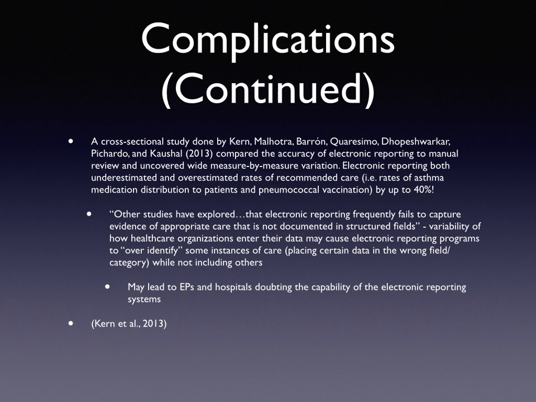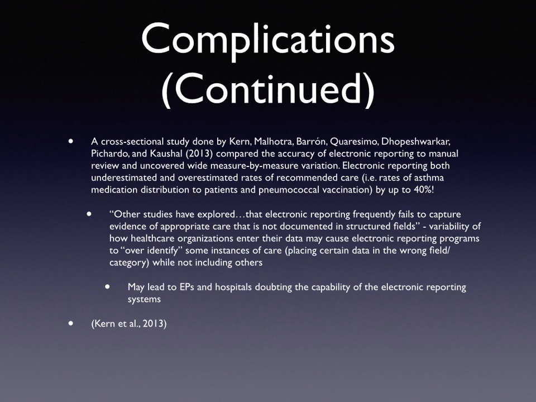Another complication that was found was a cross-sectional study done by Kern and Company, which compared the accuracy of electronic reporting to the manual review methods that are used at a lot of EPs and hospitals at this time. And it showed that electronic reporting overestimated and underestimated rates of recommended care by up to 40%, as opposed to manual reviews, which often did not.